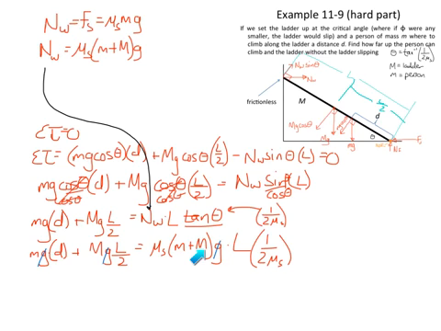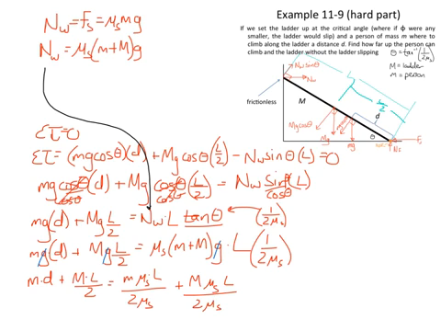So let me rewrite this. So m times d plus big M times L over 2 equals, all right, I'm going to distribute the lowercase m to all this other stuff. So m times mu s times L divided by 2 mu s. And now I'm going to distribute this big M. Big M times mu s times L all over 2 mu s. All right?